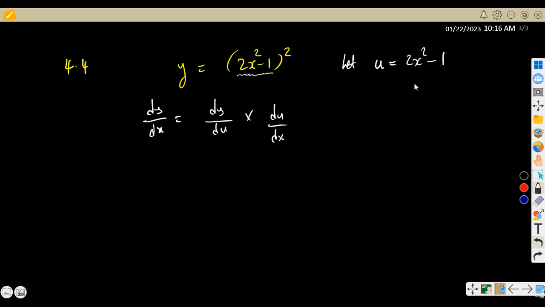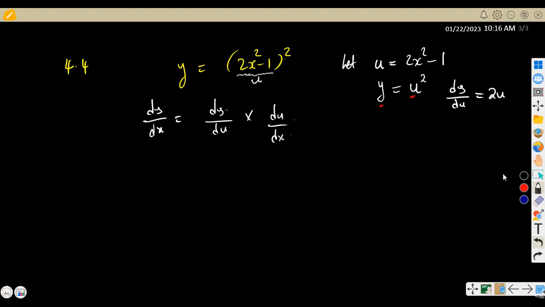That means we can now rewrite this, because in place of 2x squared minus 1, it's now u. So this will be u squared. So y is equivalent to u squared. But if we check our formula, there is dy/du and du/dx. So that means we have to find the derivative of y with respect to u. Where can we obtain it? That's where there is y and u here. So dy/du is equivalent to what? Drop the exponent 2, so it's going to be 2u.